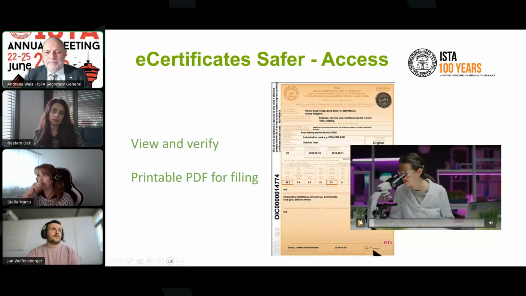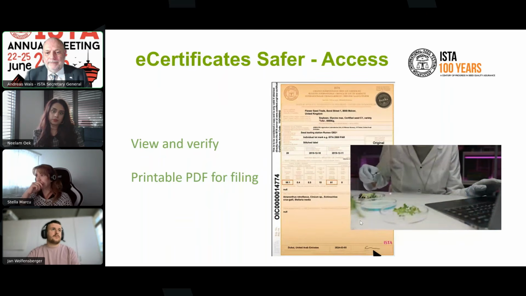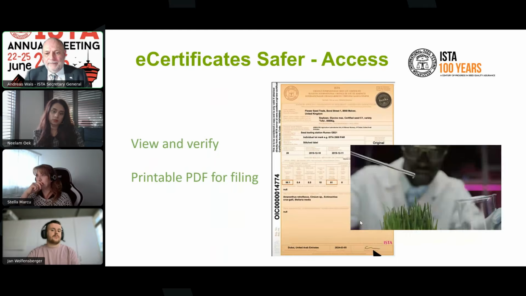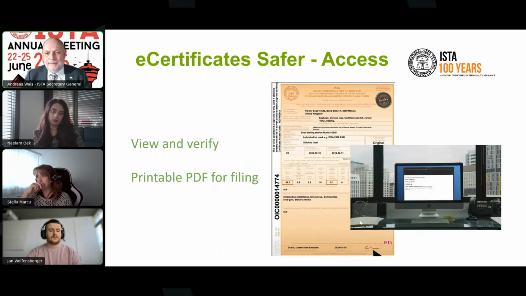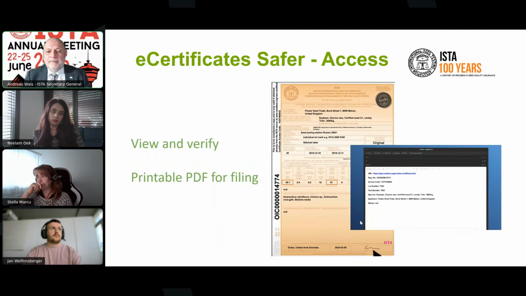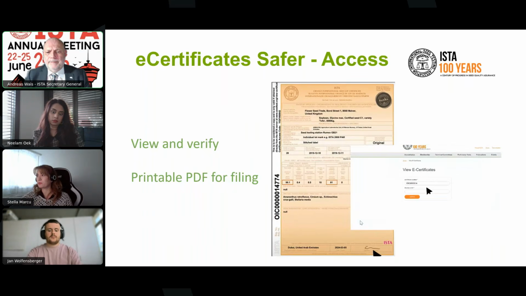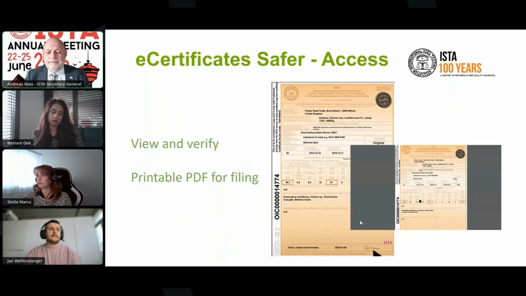Laboratories accredited by ISTA can report their results for seed sampling and testing in compliance with the ISTA rules by issuing an electronic certificate. When an ISTA accredited laboratory or any other third party shares an e-certificate with you, you will receive a link to ISTA's eCertificate site. Enter the certificate number and the access code provided to you. The original eCertificate will be displayed, and you may now verify the authenticity of the eCertificate.